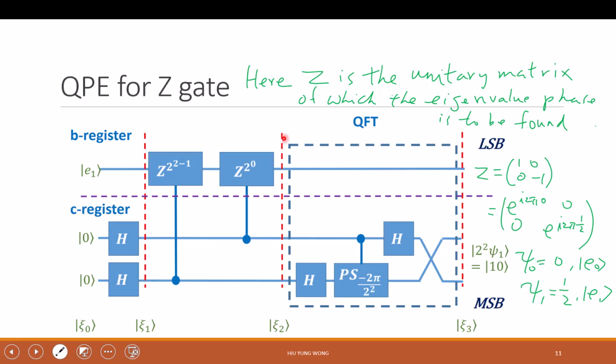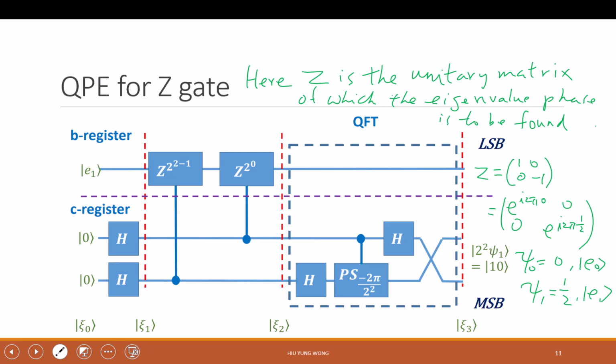So this quantum phase estimation circuit will eventually come up with a result equal to 2 to the power 2 times psi 1. In this case, it will be 4 divided by 2, which is 2, that is 1, 0 in binary. Okay, so we won't go into details. I just want you to know that the quantum phase estimation circuit uses quantum Fourier transform. Second, quantum phase estimation is used to find the phase of the eigenvalue of a unitary matrix.